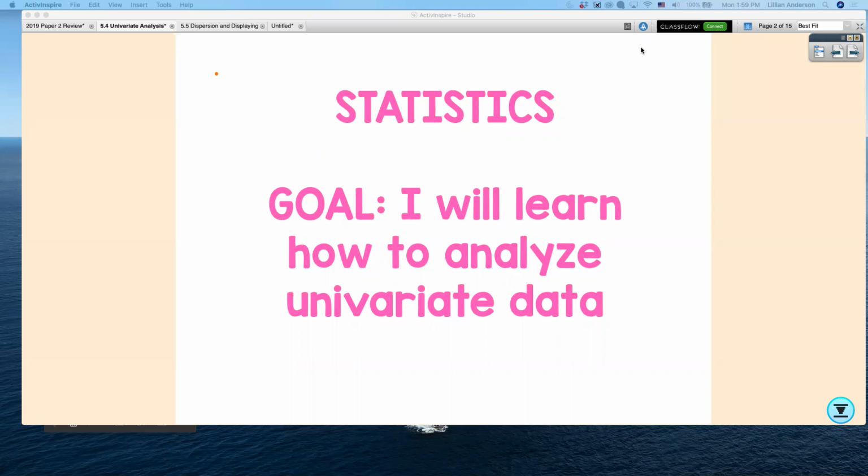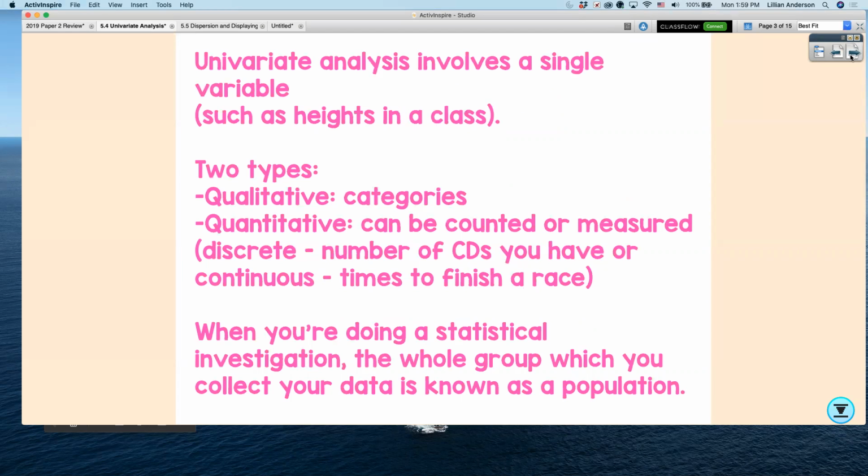Moving into statistics, you guys are going to learn how to analyze univariate data. That is essentially data that is one variable. So like if you take a survey of the number of siblings that someone has, that would be univariate data because you're just asking for essentially one possible result, however many siblings you have, 2, 3, 12, whatever. That's an example of univariate data, okay?